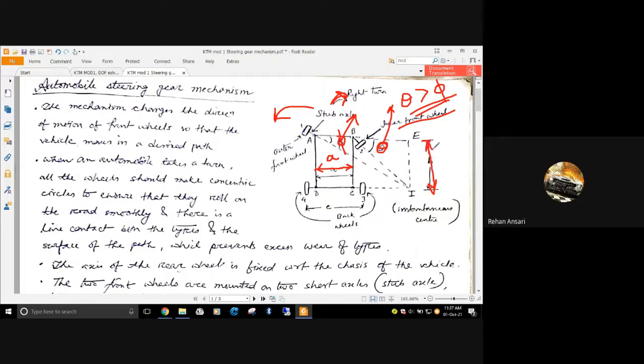Sir, you are not audible. Yeah, right now I am not saying anything. I am asking you the question. I am just waiting for your response. Which steering gear mechanism do we prefer over which? Do we generally prefer the Ackerman steering gear mechanism over the Davis steering gear, or the Davis over the Ackerman steering gear?